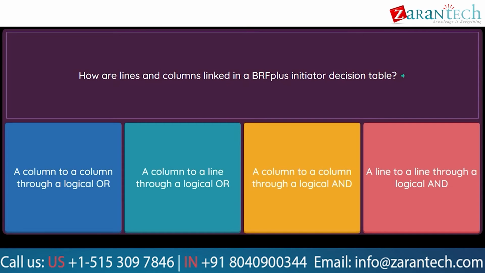Question: how are lines and columns linked in a BRF plus initiator decision table? Option 1 a column to a column through a logical OR. Option 2 a column to a line through a logical OR. Option 3 a column to a column through a logical AND. Option 4 a line to a line through a logical AND.